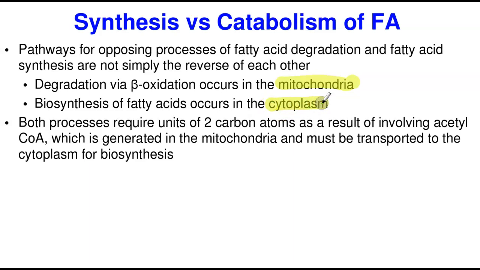One thing common to both of them is that the breaking down of fatty acid results in acetyl-CoA molecules, 2 carbon units. Whereas the synthesis starts from what? Acetyl-CoA, which are 2 carbon units. So both processes require 2 carbon units as a result of involving acetyl-CoA, which is generated mainly in the what? Mitochondria, either through beta oxidation or the breaking down of pyruvate to acetyl-CoA.